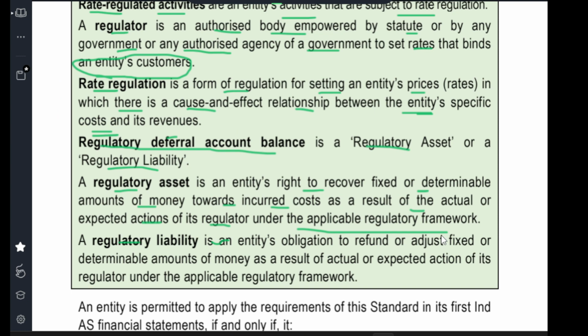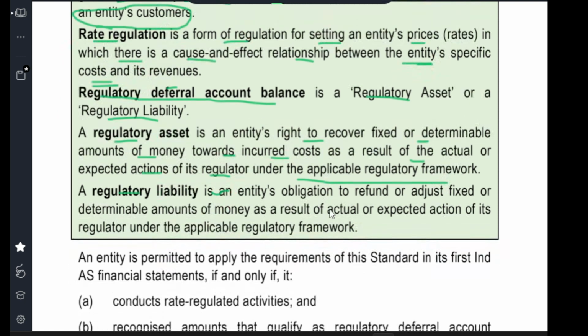For regulatory liabilities, the entity is obligated to refund or adjust a fixed or determinable amount of money as a result of an actual or expected action of its regulator under the applicable regulatory framework. What is this? For example, when you go to a car dealership and buy a car, the car will be subject to TCS, tax collected at source, so it will be collected. Then the amount will be remitted as per the regulatory requirement, 1% of the total value of the purchase.